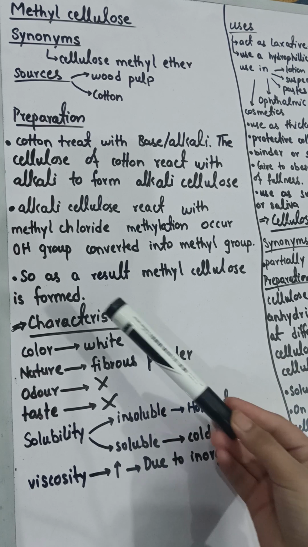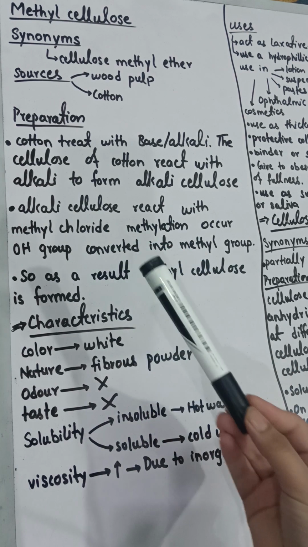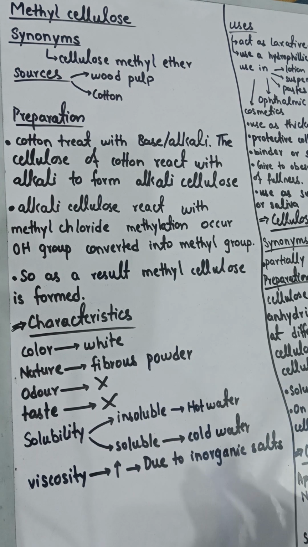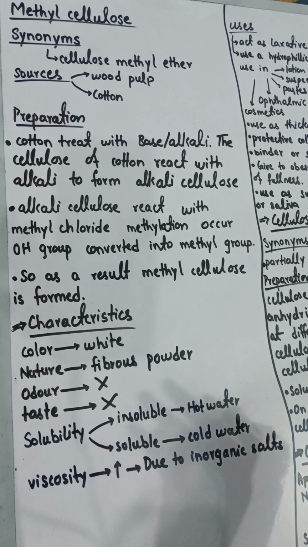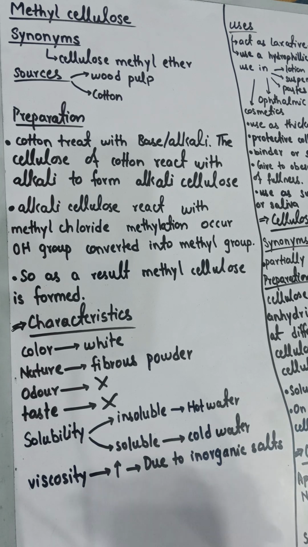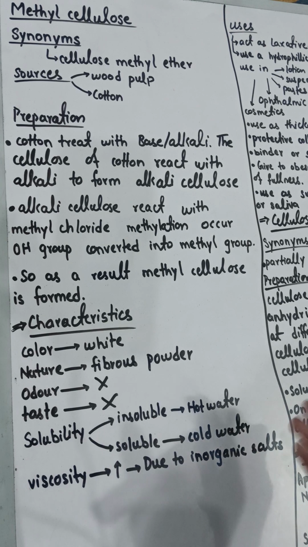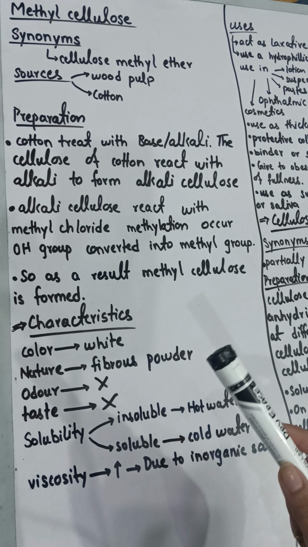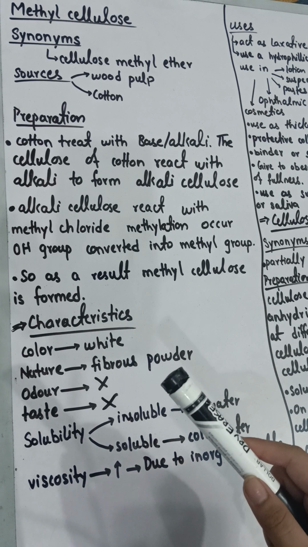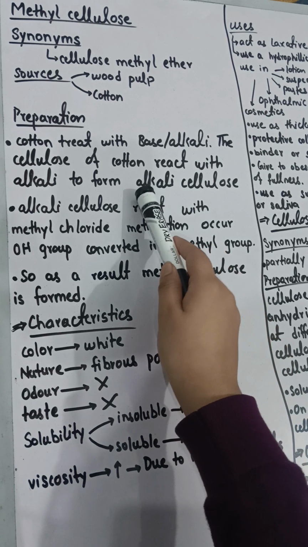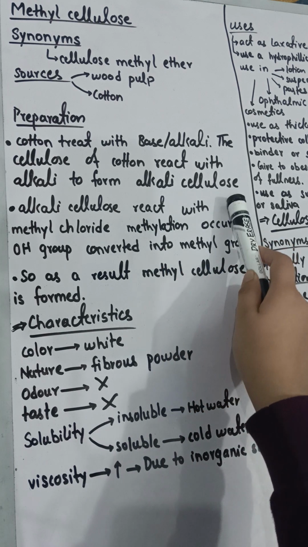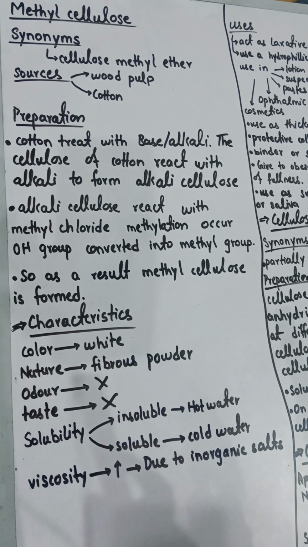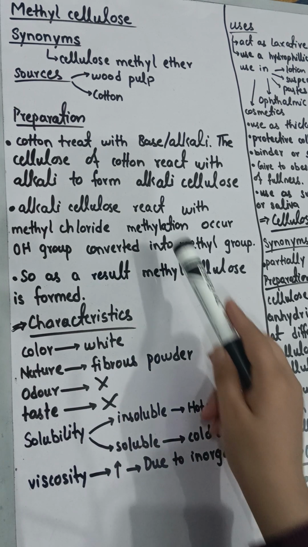through the cotton. You know the cotton has cellulose in it, so you will treat this cotton with a base or alkali. You can use any alkali like sodium hydroxide. NaOH is a base. Now you will treat your cotton with this. What happens is the cellulose present in the cotton reacts with that base and forms a compound which is called alkali cellulose. In the next step, this alkali cellulose will react with methyl chloride. By reacting it, methylation happens.